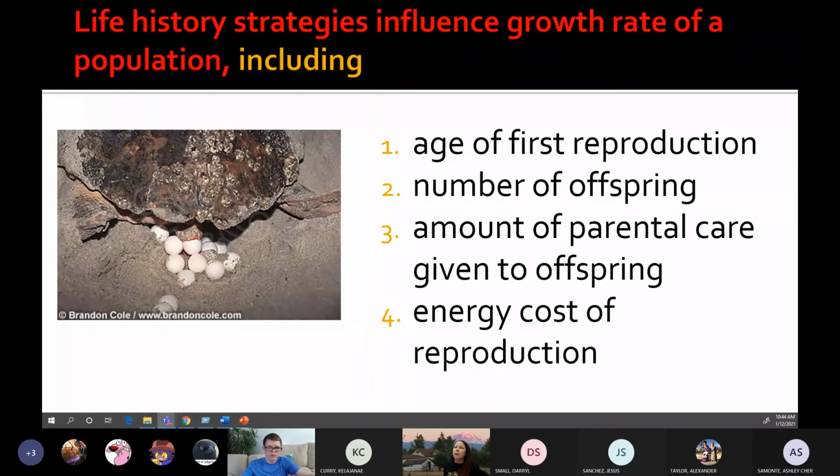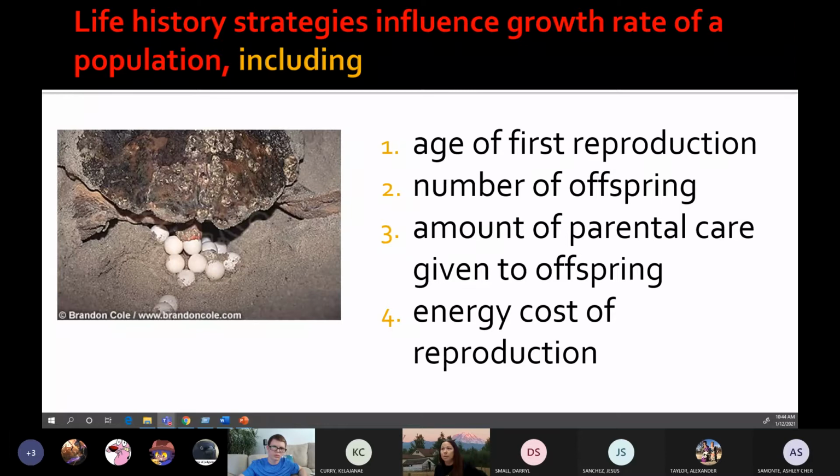All right, so when we talk about life history strategies, there's a few things that tend to influence the growth rate of a population. The first thing is the age of first reproduction. So how quickly are they able to reproduce?